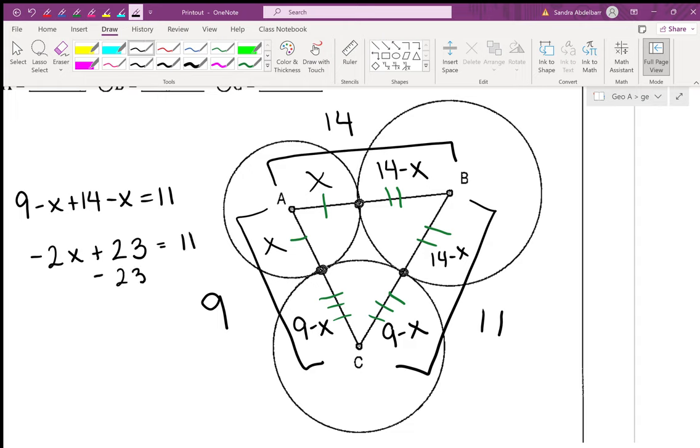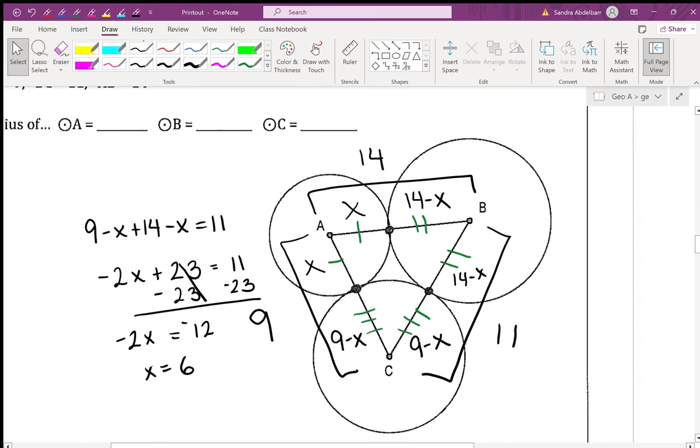Subtract the 23, and we're going to have negative 2X equals negative 12. X will equal 6. So radius of circle A is 6. Radius of circle B is going to be 14 minus 6, which is 8. Radius of circle C is going to be 9 minus 6, which is 3.